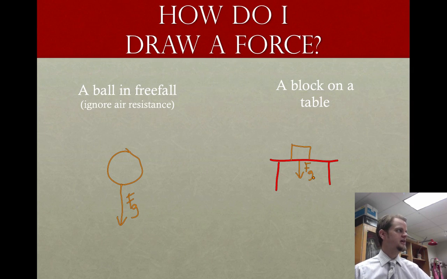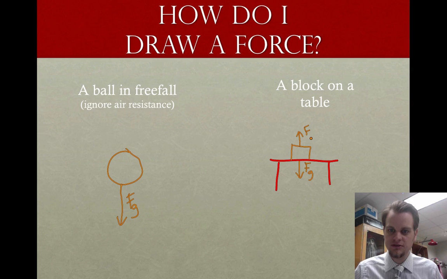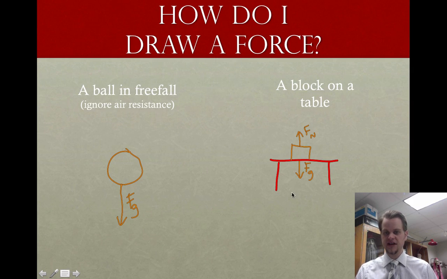Is this block on the table moving? No way. No, it's not moving, right? So if it's not moving, that means there are balanced forces acting on it, which means we have an equal and opposite normal force acting up on the block, okay? And that's coming from the table. The table is pushing up as much as the block is being pulled down by gravity. Therefore, it doesn't move, it doesn't accelerate. Everything's good, right? And that's really it for that one.